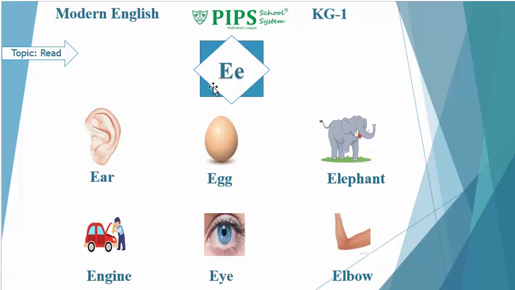The next letter is E. What is the name of this letter? The name of this letter is E. Sounds like A. Let's learn which things begin with the letter E.